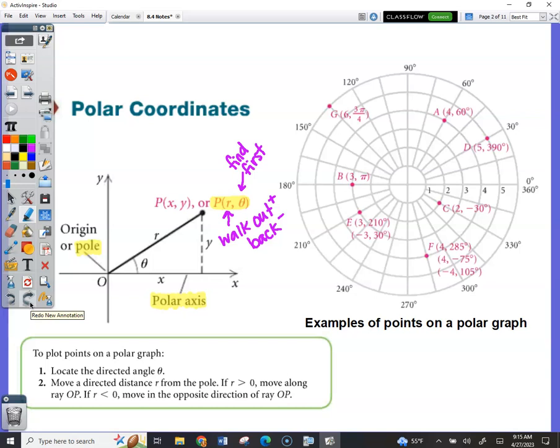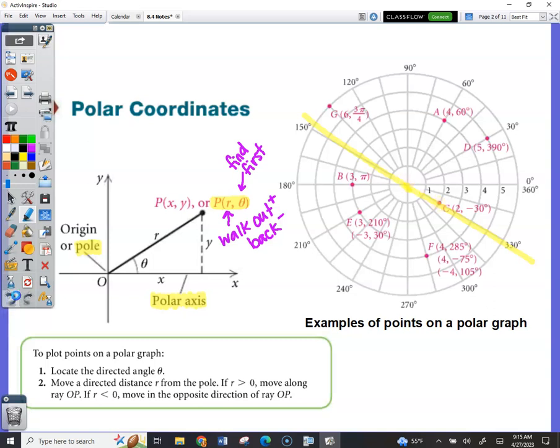Well, the angle's negative. Okay, so negative 30. That tells me start on the initial side. This would be 30, right? But it's negative 30, so I'm going to go this way, correct? Y'all with me? So from here, I'm going to say to myself, negative 30, and then it says 2. So from the pole, I'm going to walk in the direction that my spinner would have landed because it was a positive 2. So 1, 2. Yes?